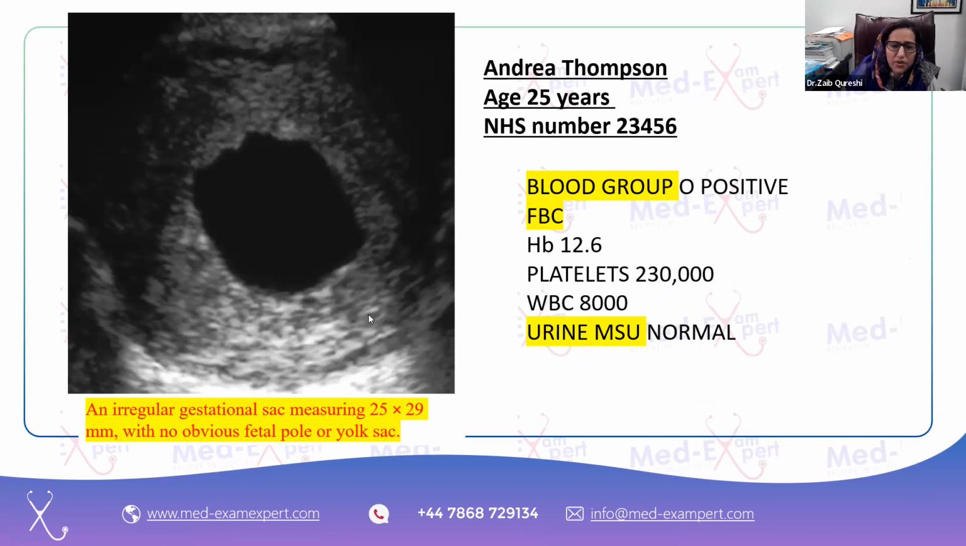We do expect at 25 millimeter that there is going to be a yolk sac or fetal pole. If the fetal pole is there, ideally there should be a heartbeat. So you can offer her, if she asks you again and again, are you sure about this scan, you can simply say, okay, we can do one more thing: we can repeat this scan after 1 week.